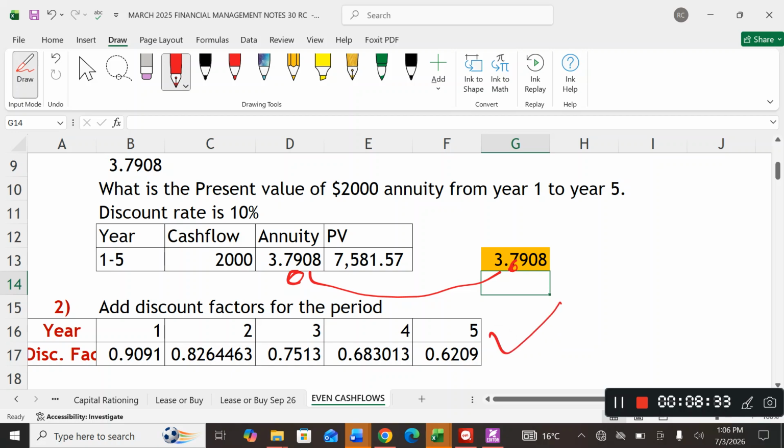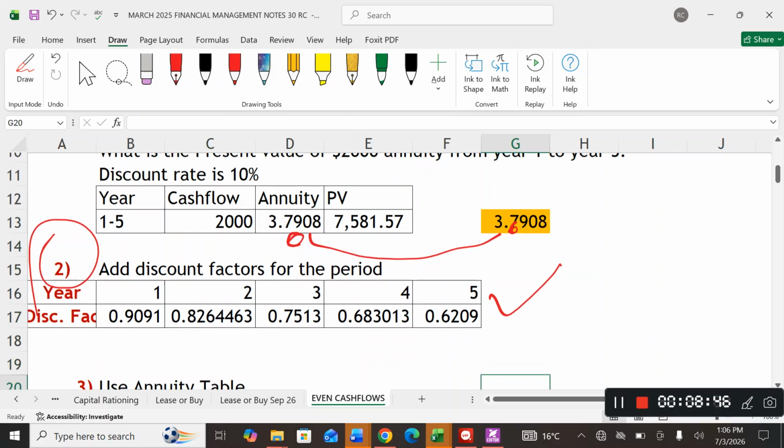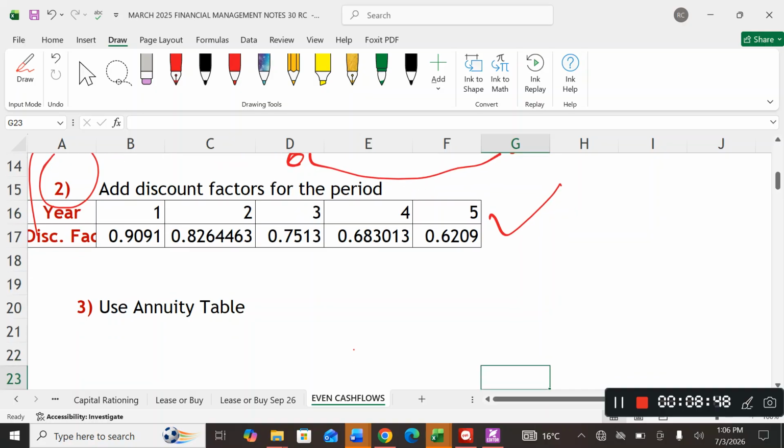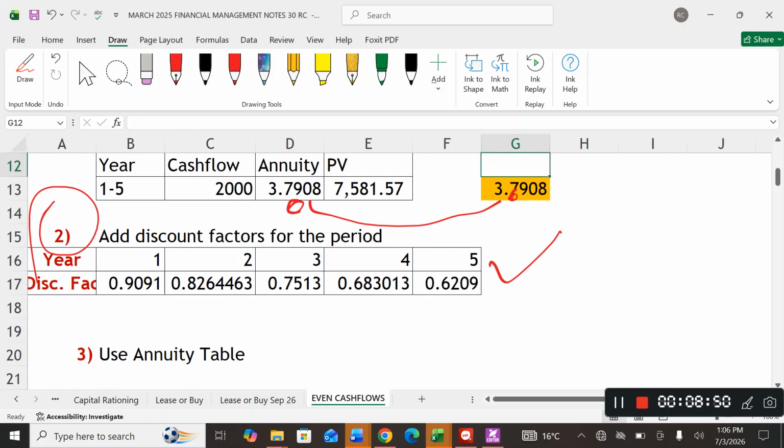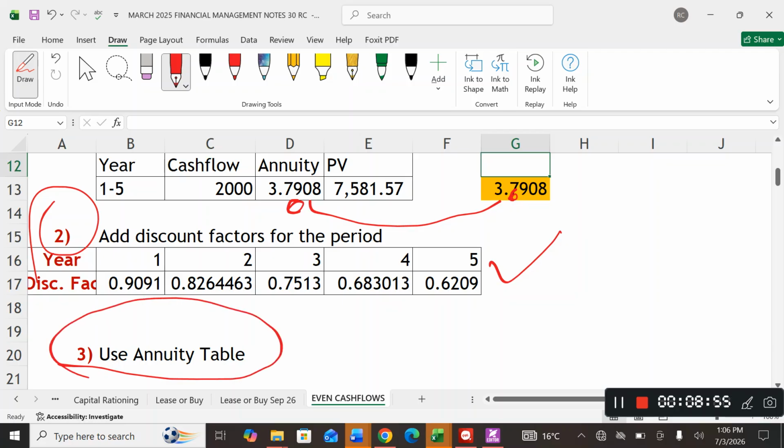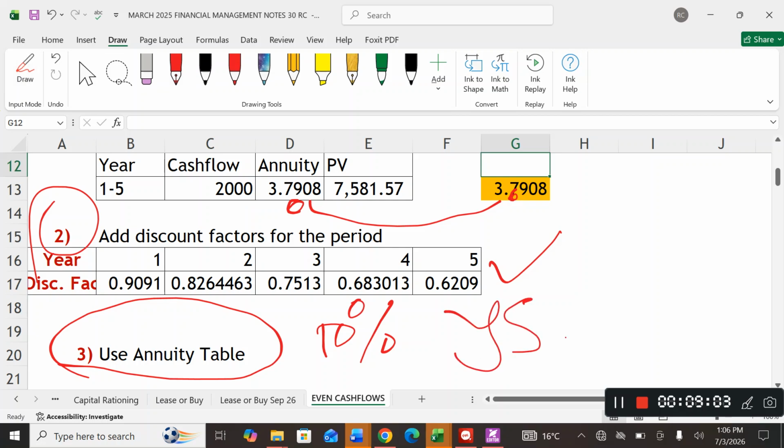I'll explain the advantages of using point number 2 over point number 1 as we proceed. That is method number 2. And then finally, if you want to come up with an annuity, another way is still to make use of the annuity table. So let us look at 10%, 5 years, year 5, using the annuity table.